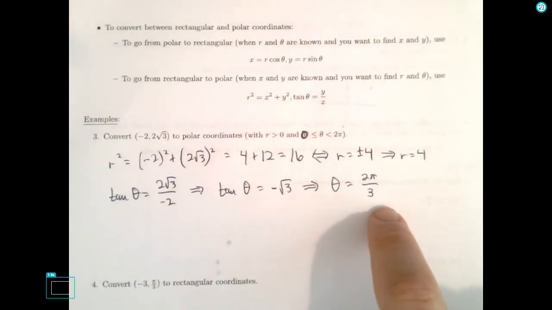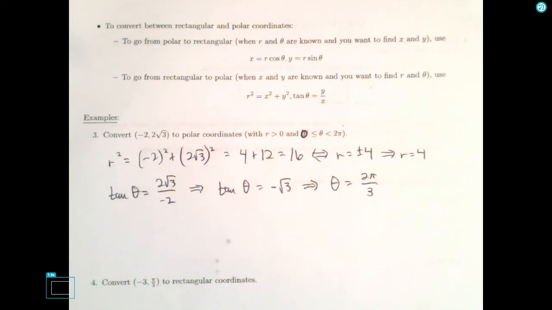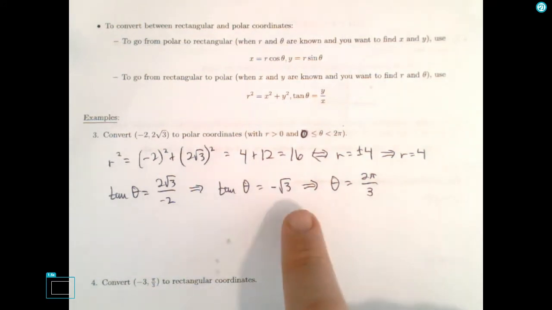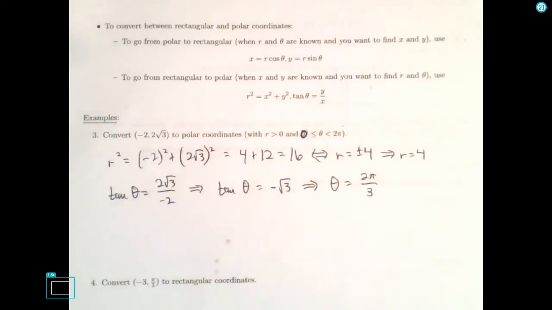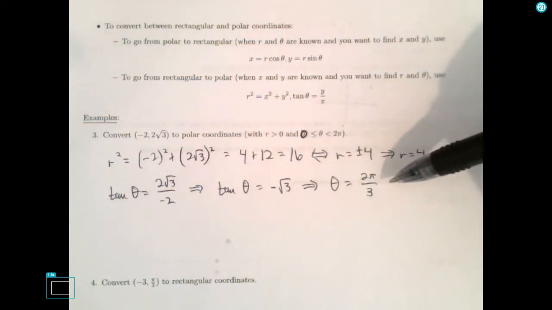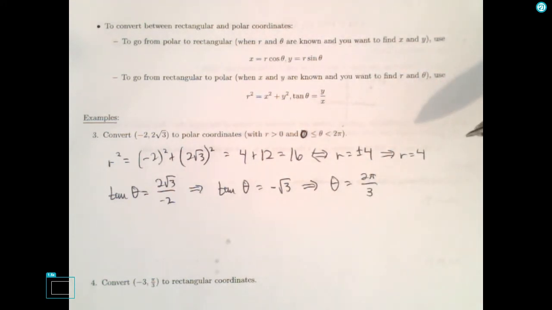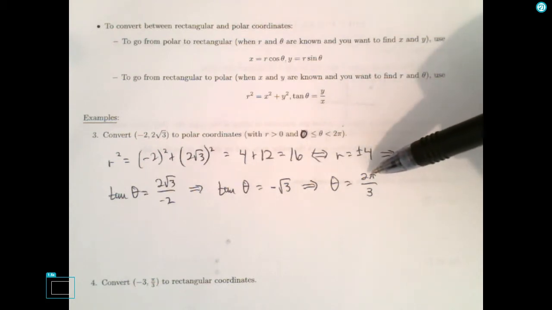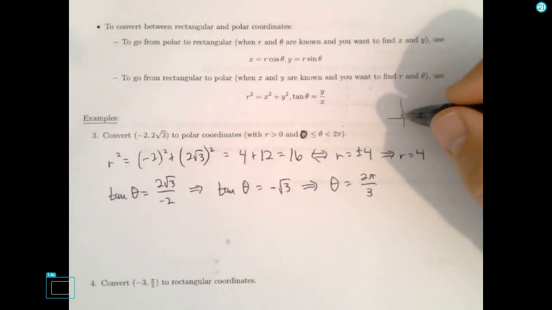You can check your work, right? What is tangent of 2 pi over 3? Plug it into your calculator if you don't know off the top of your head. Tangent of 2 pi over 3, sure enough, is negative root 3. So this is the angle we're looking for. Okay. Of course, you could say 2 pi plus another pi would also be another one. What would that be? 5 pi over 3. So 2 pi over 3 puts you here. 5 pi over 3 puts you there.